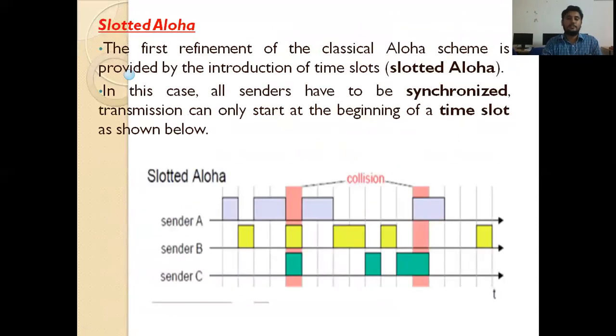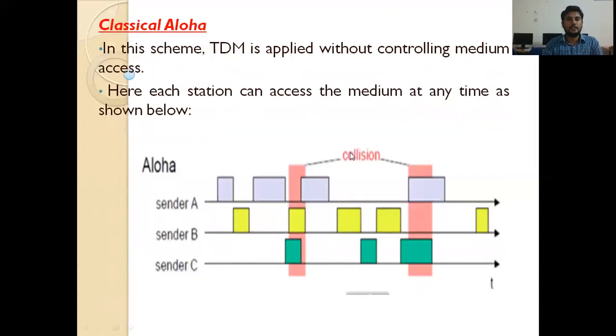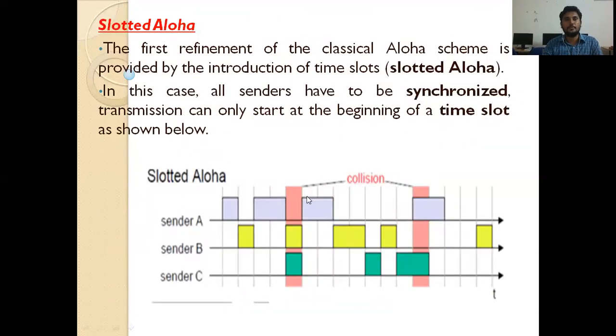Now, the next one is the slotted Aloha. I think you observe the problem in the classical Aloha. The main problem in classical Aloha is that at a time multiple senders access the path. They want the path to transmit the data packets, and a collision will occur. So to avoid this problem, here we implement a technique called slotted Aloha.